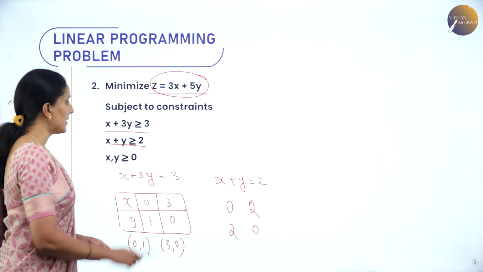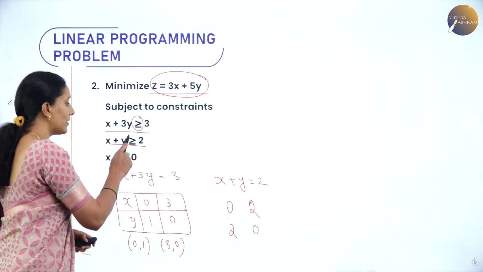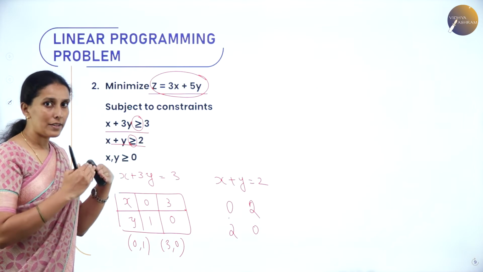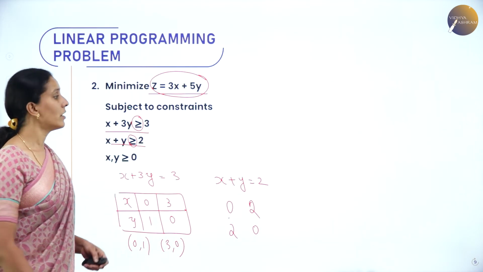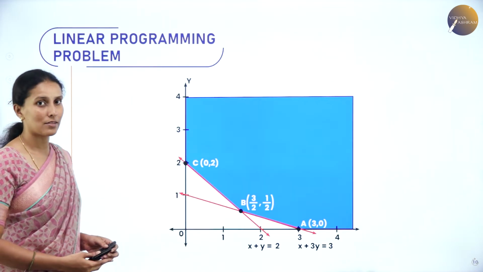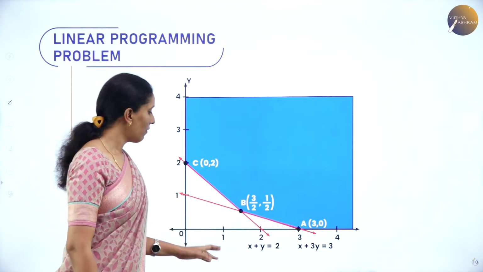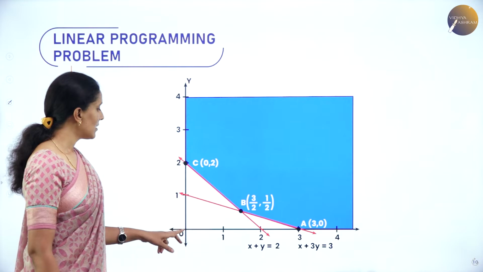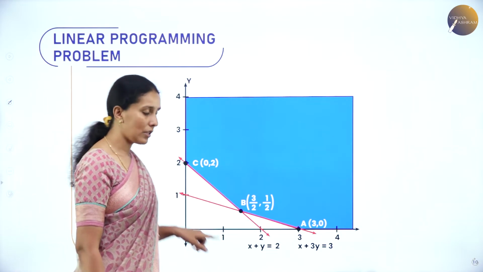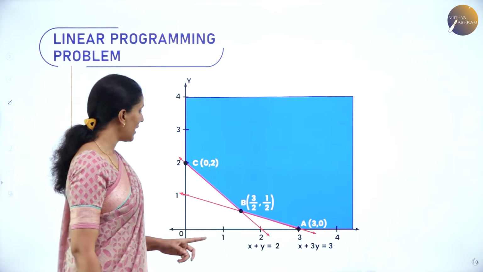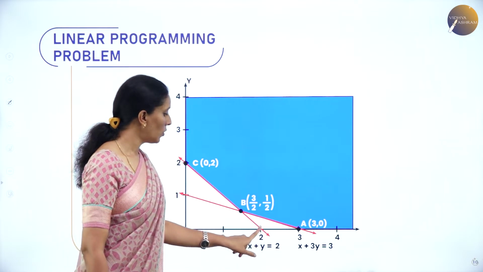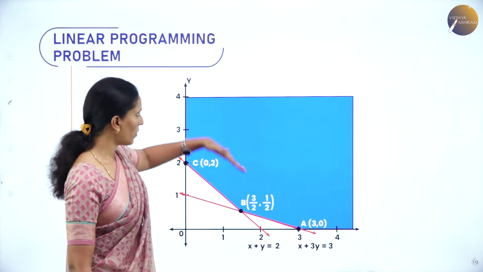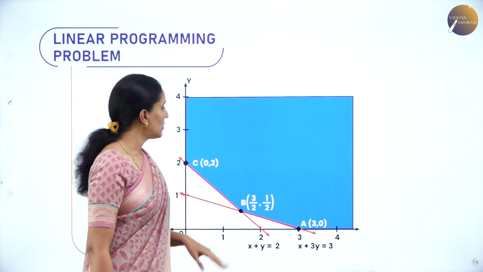When you plot this, you see you have greater than 3 and greater than 2. That means for both lines, the feasible region will be above the lines. So clearly you will get a graph like this. I have taken a graph with 1, 2, 3, 4 on each axis. For the first set, (0, 1) and (3, 0), join the line. For the second set, (0, 2) and (2, 0), join the line. So this will be the feasible region, and you can also extend it.